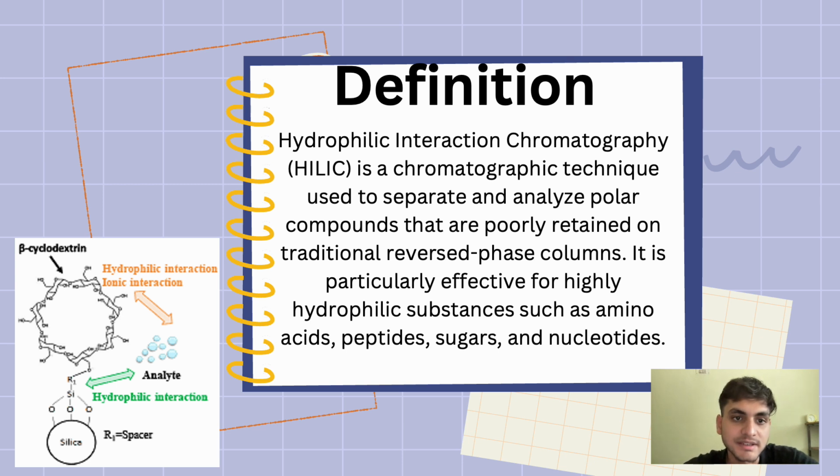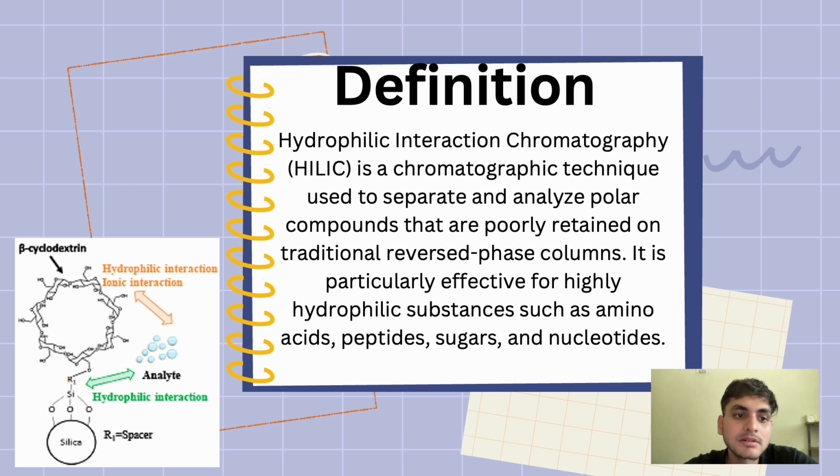As the definition says, hydrophilic interaction chromatography is a chromatography technique used to separate and analyze polar compounds that are poorly retained on a traditional reversed phase column. It is particularly effective for highly hydrophilic substances such as amino acids, peptides, sugars, and nucleotides.